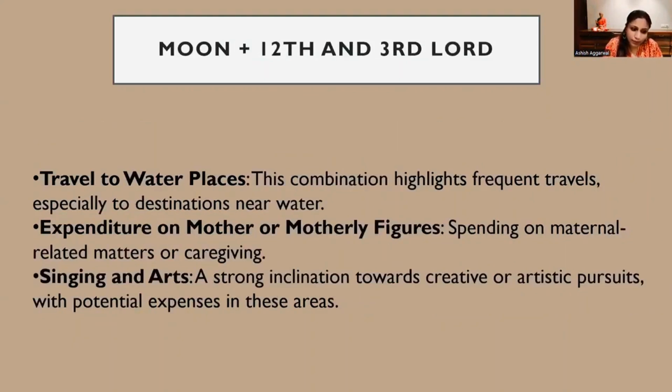Now we have also mentioned that the moon is our ascendant lord and Mercury is our 12th and 3rd lord. So let's try to combine these two. The moon has an influence on the 12th and 3rd lord. It means that my travel could be more related to water related places. I might enjoy sea travel. The expenses could be more towards mother or maternal figures. Then my expenses could be related to my singing or eighth house. So basically, the moon is related to the 12th and 3rd house significations.